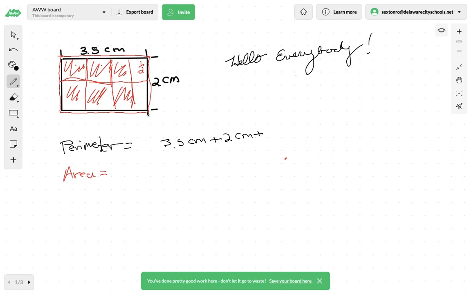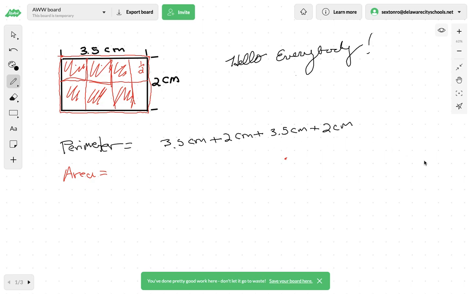Then from there, I have to go all the way back across this long way again, and that is 3.5 centimeters plus. Now to finish, I have to go all the way back up here so I'm where I started. And that side is 2 centimeters. So in order to find the perimeter, I have to add 3.5 plus 2 plus 3.5 plus 2.